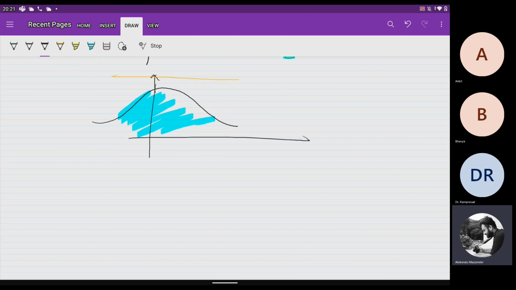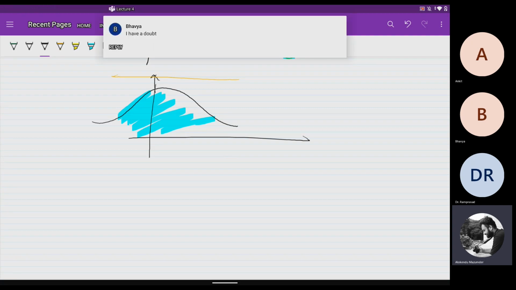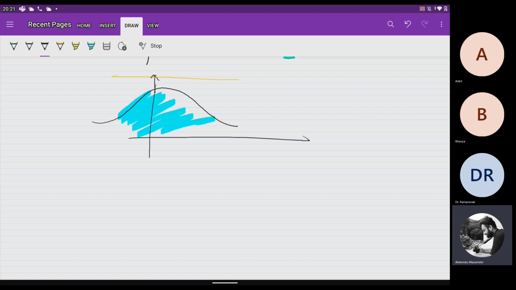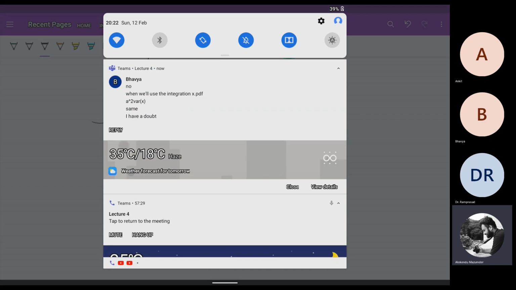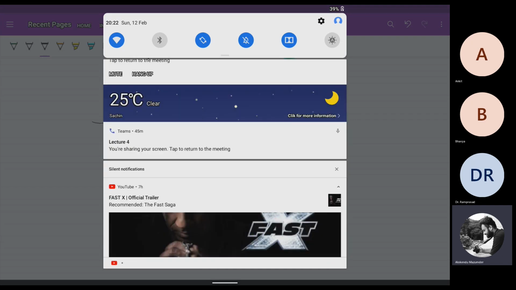Okay, I think we have covered pretty new things. Okay, I will go then to the discrete things. Yeah, tell me what doubt you have. Yeah, Bhavya, you are saying you have some doubt. Just tell me what is the doubt.